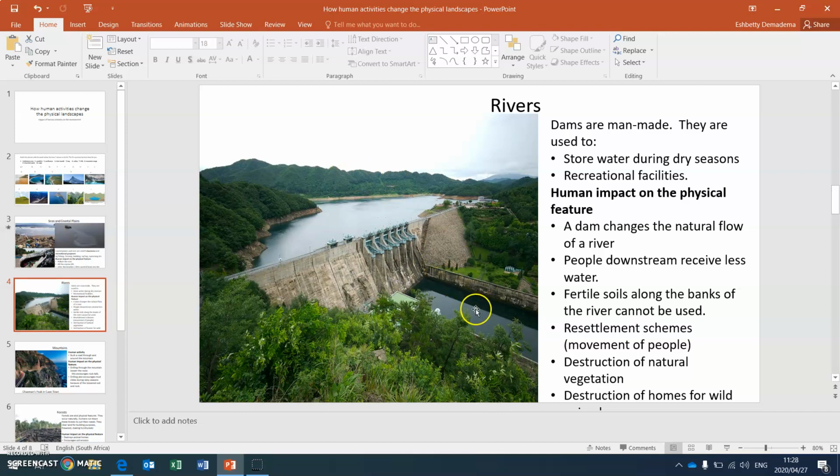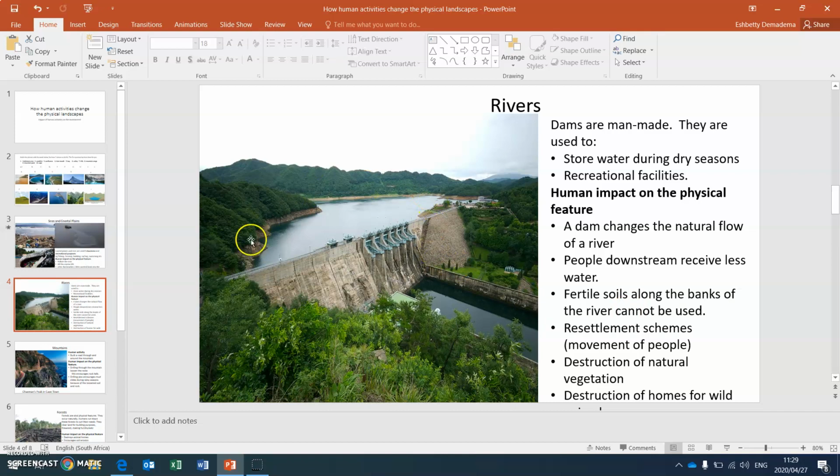Alright, and then when we build dams, the fertile soils along the banks of the river cannot be used because this area is supposed to flood. Okay, we are stopping the water from going down, so it's likely to flood. So if it's likely to flood, then it's not a good idea for anyone to plant along the banks because the whole crop is going to be flooded.